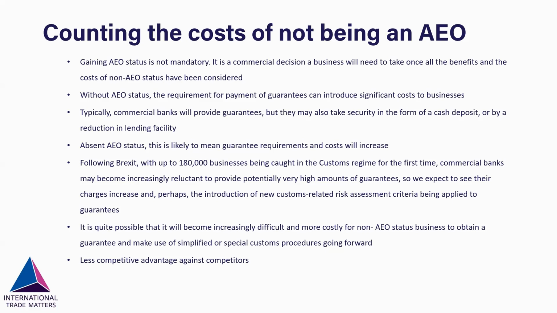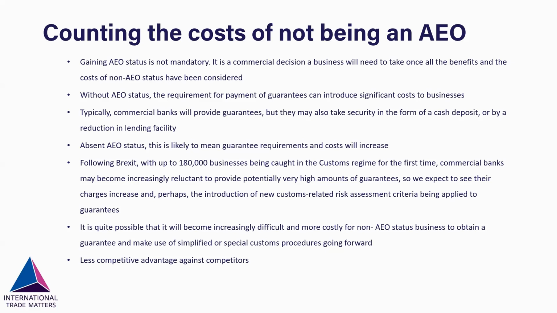If you have AEO status, that guarantee is diminished. Commercial banks will provide guarantees, but they may also take security in the form of cash deposits or a reduction in lending facilities if you're not AEO. In the absence of AEO status, this is likely to mean a guarantee is required and the cost will be increased for your customs processes. Up to 180,000 businesses are being caught in customs regimes for the first time since we've left the EU, and commercial banks may become increasingly reluctant to provide potentially very high amounts of guarantees.